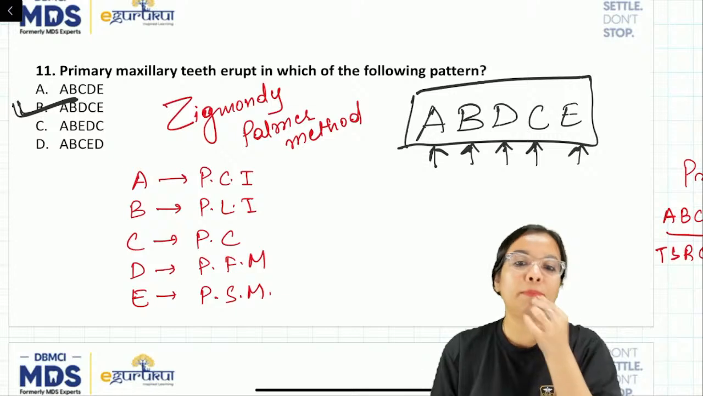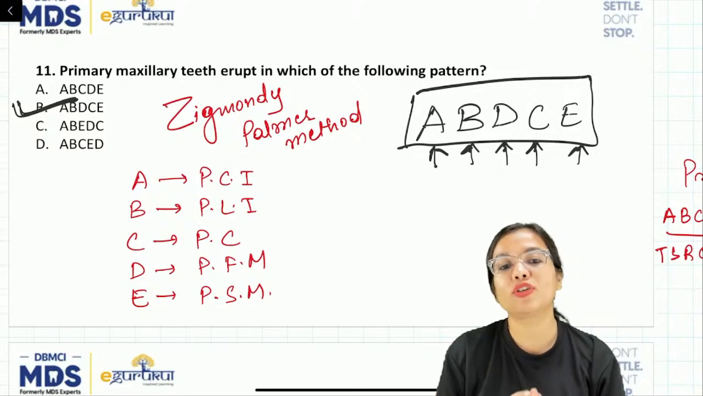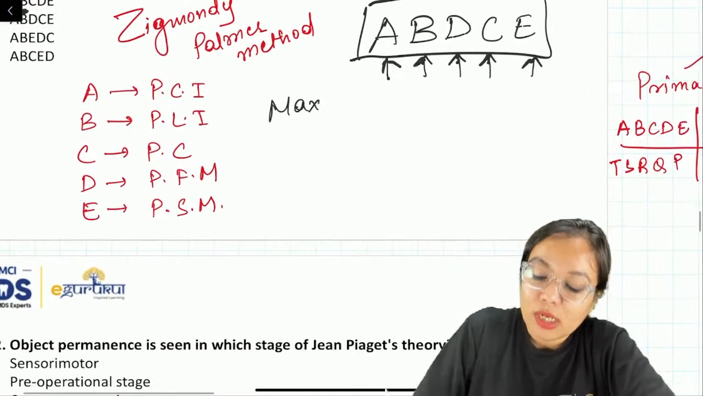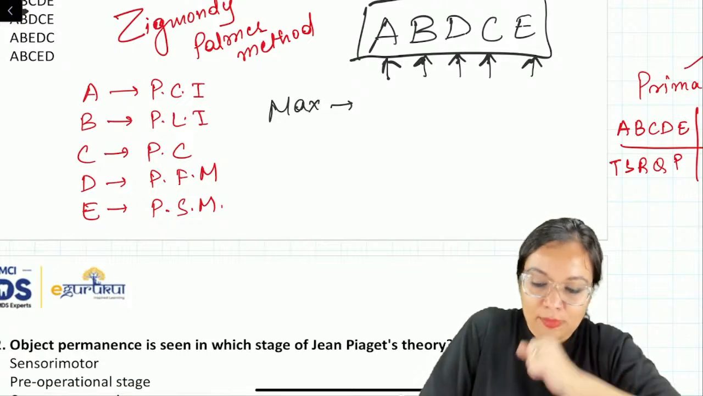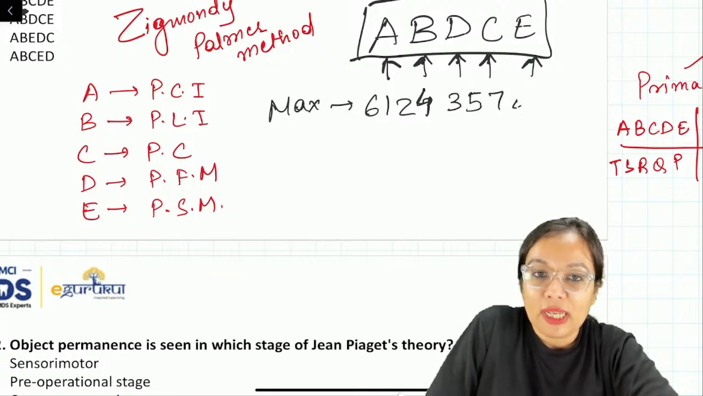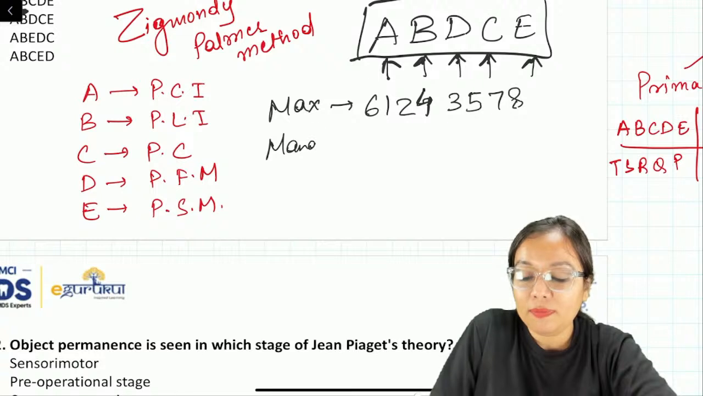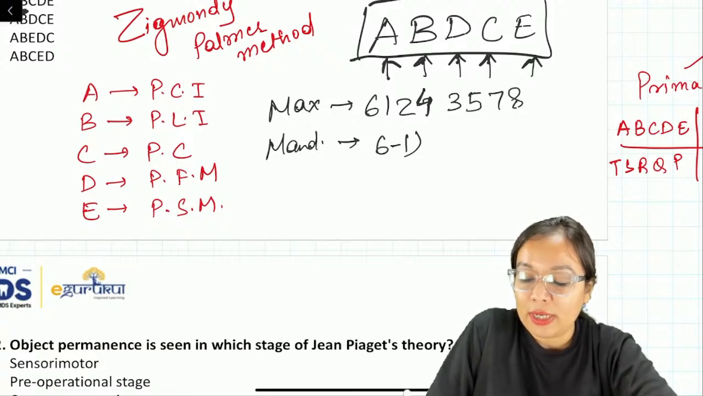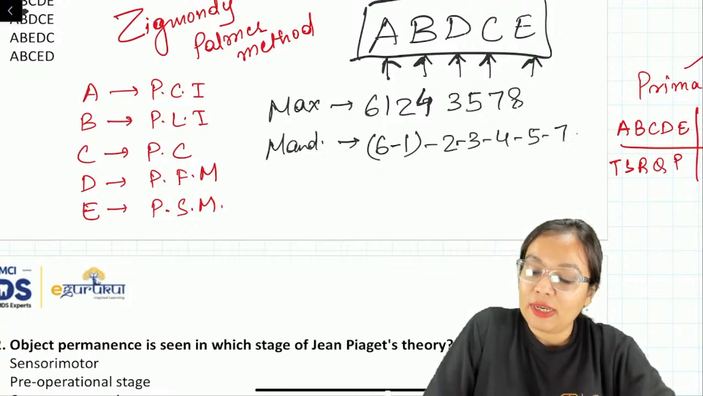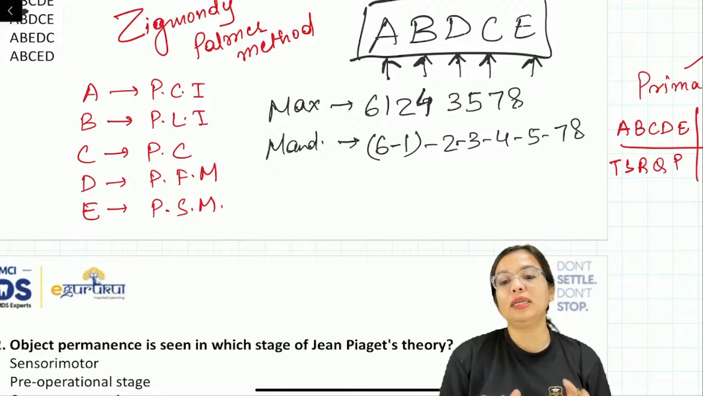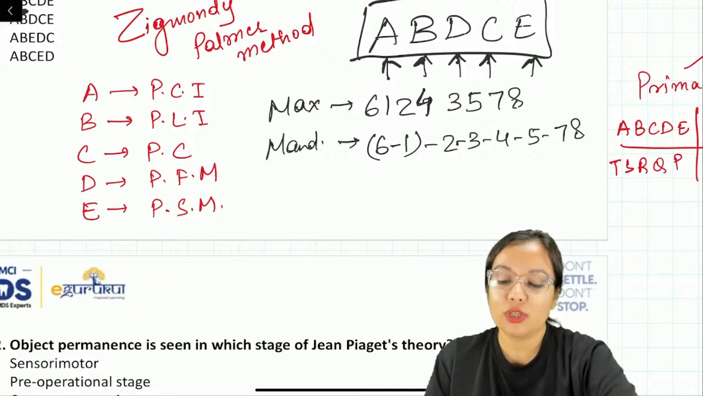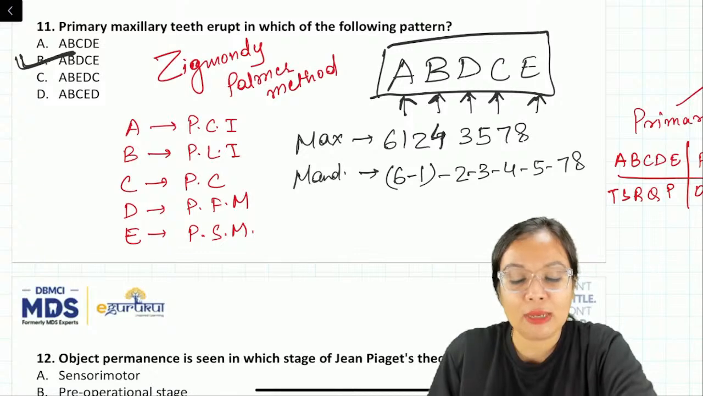Okay, so when we look at the permanent sequence, the most common sequence of eruption in the maxilla in the permanent teeth is 6, 1, 2, 4, 3, 5, 7, 8, and in case of the mandible, it is 6, 1, where either of them can erupt first, then 2, 3, 4, 5, 7, 8. So these are the eruption sequences of the primary and the permanent teeth. Just note them down. The answer here is B, that is A, B, D, C, E.